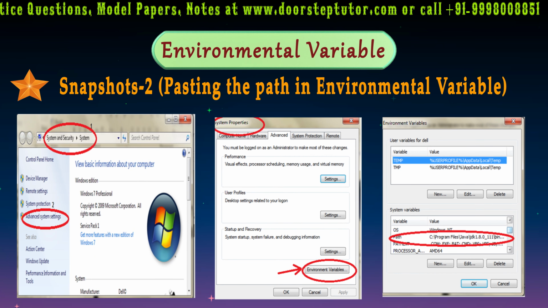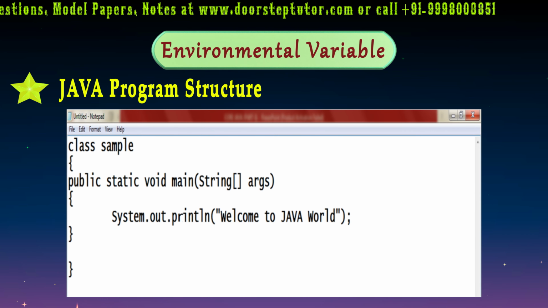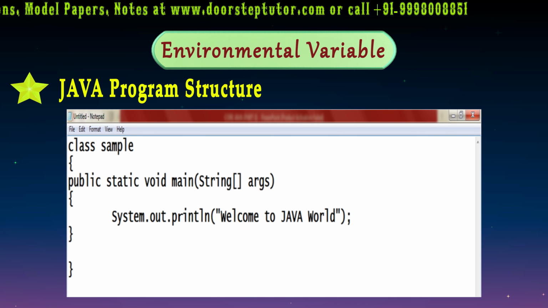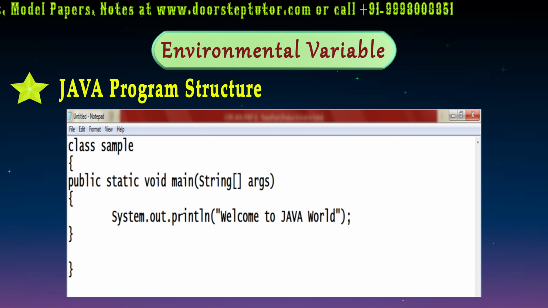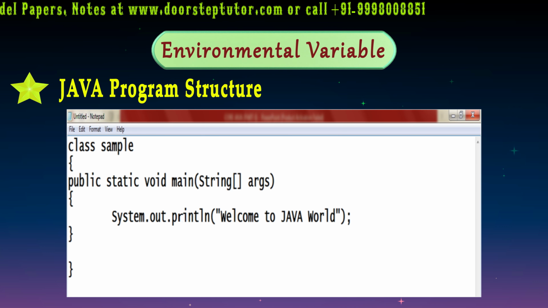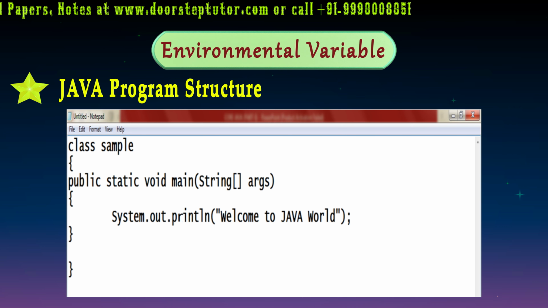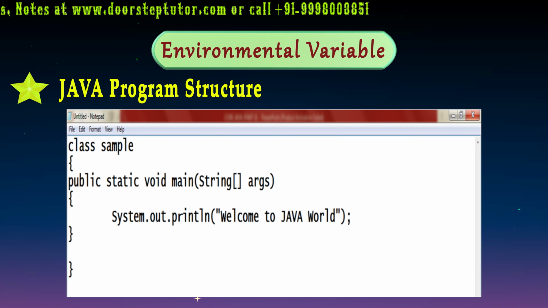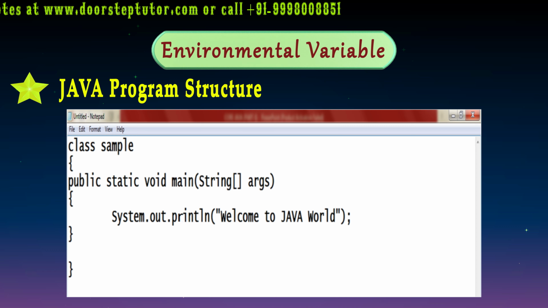Next we are having one simple Java program, that is class Sample. I have taken it just as a sample example. In the class Sample we are having one main function with the string arguments. Under this we are having one simple line, that is System.out.println("Welcome to Java world"). So this is the simplest program with one line of code. It will provide us the output as Welcome to Java world.